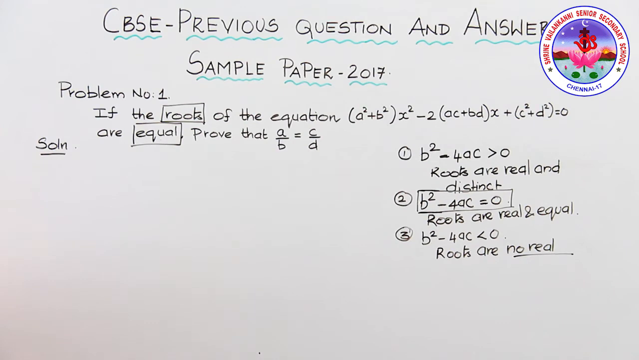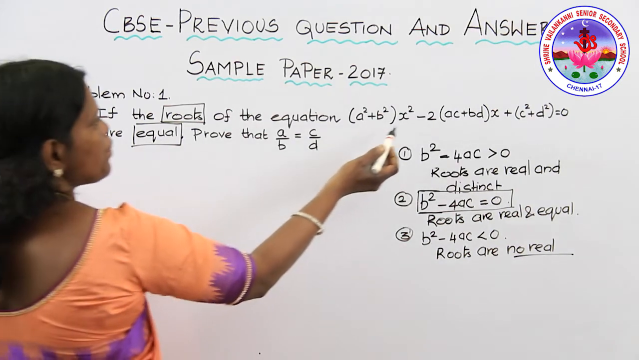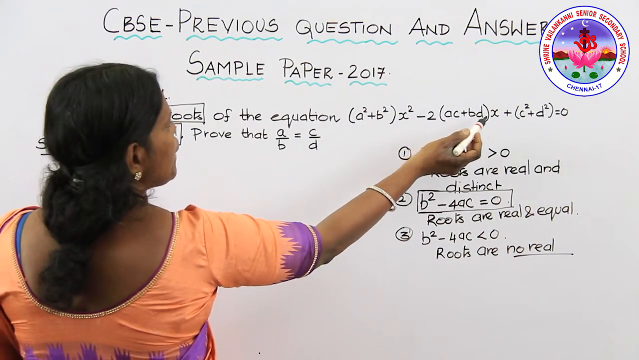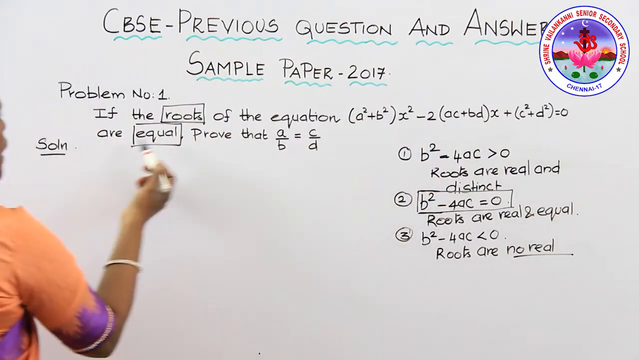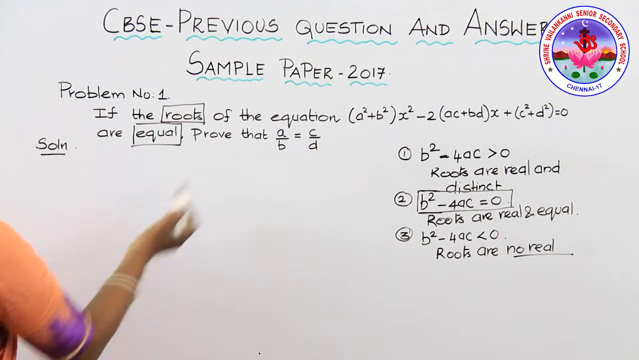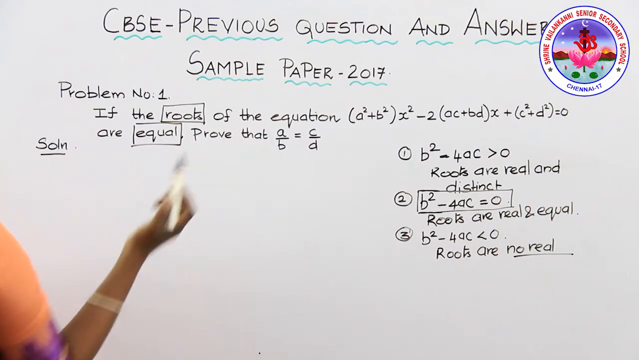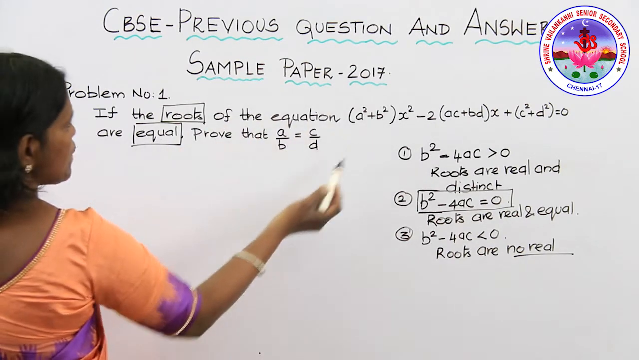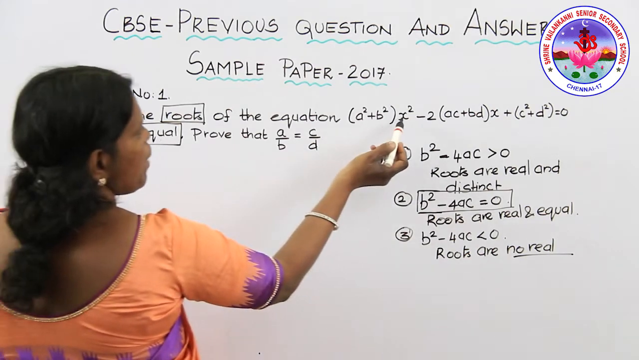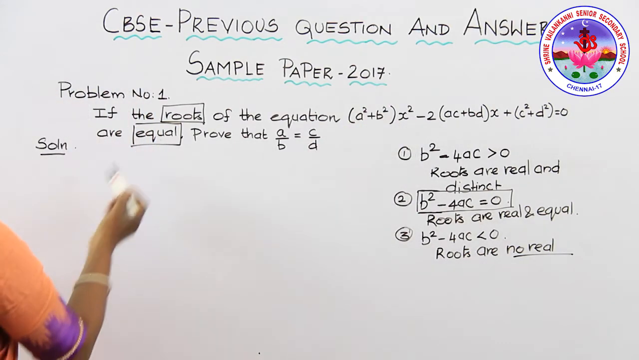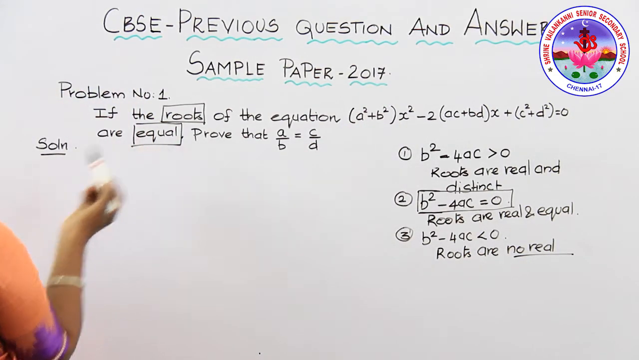Problem number 1. If the roots of the equation (a squared plus b squared) x squared minus 2(ac plus bd)x plus (c squared plus d squared) equals 0 are equal, prove that a by b is equal to c by d. So this question belongs to the quadratic equation since you have x power 2. Now he is talking about the roots of the equation being equal.